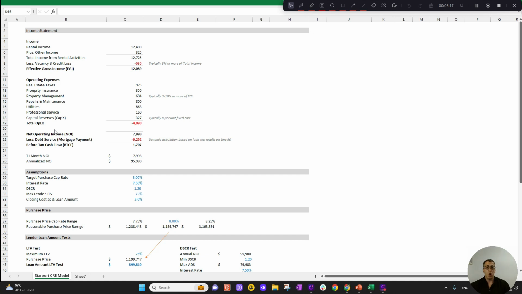Now, if you're a strong borrower and you have a lot of experience, you can push back on this number and say, no, listen, I know my business. I have a certain way of operating it. Look at my other properties. I'm always getting 3% or 2.5% or whatever it is. If you can substantiate that, that's great. If not, the lender's typically going to throw 5% in here.